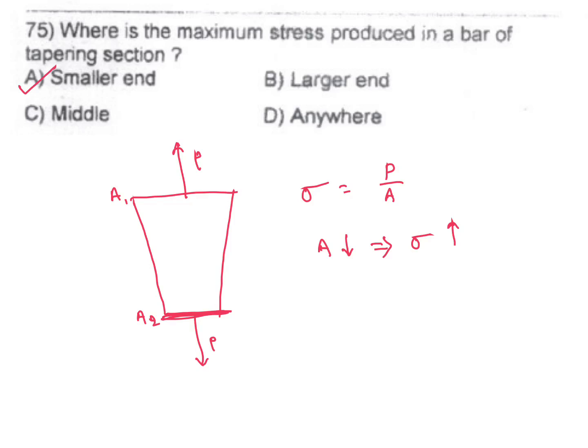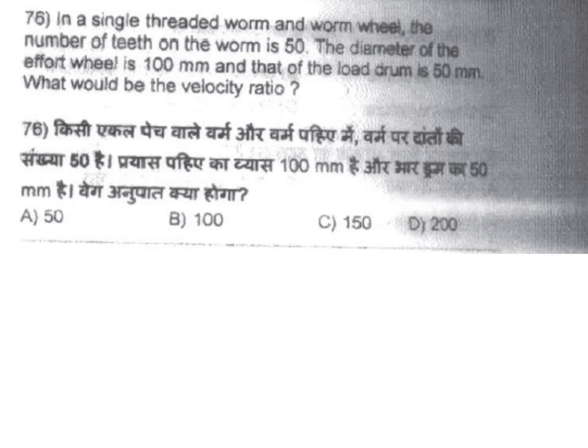A is the answer. Question is, in a single threaded worm and worm wheel, the number of teeth on the worm is 50. The diameter of effort wheel is 100 mm and that of load drum is 50 mm. What would be the velocity ratio?